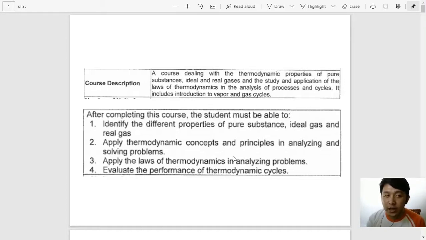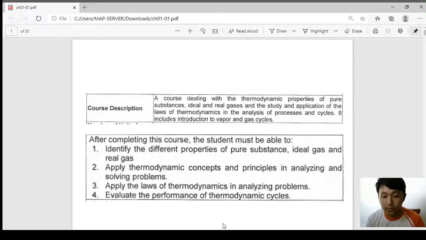So within thermodynamics, whole semester, we will be able to identify the different properties of pure substance, ideal gas and real gas, apply thermodynamic concepts. Okay. Apply thermodynamic concepts and principles in analyzing and solving problems.